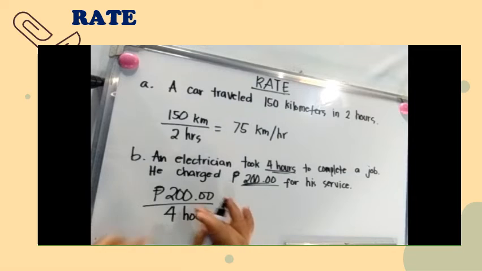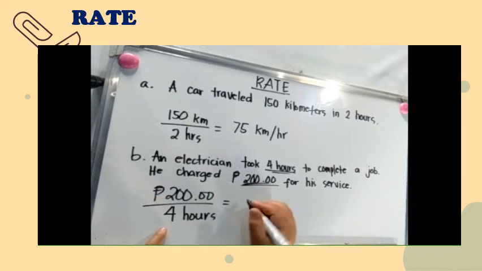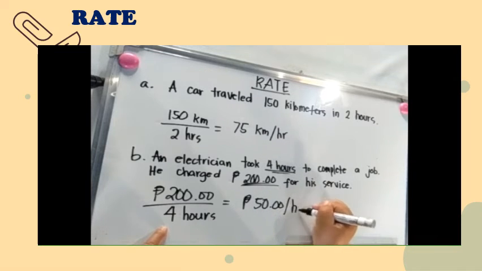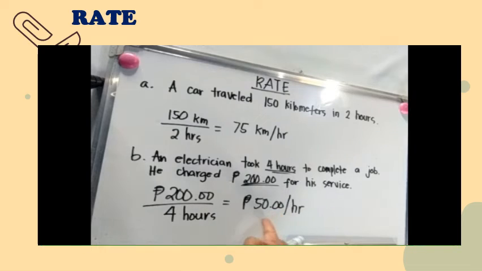So, we have 200 divide 4, we have 50 pesos per hour. Teacher, gayon sa pagkuha si 50. 200 divided by 4, we have 50. And then, ang unit is peso per hour. So, 50 pesos per hour. Okay? So, hinga na ang rate.